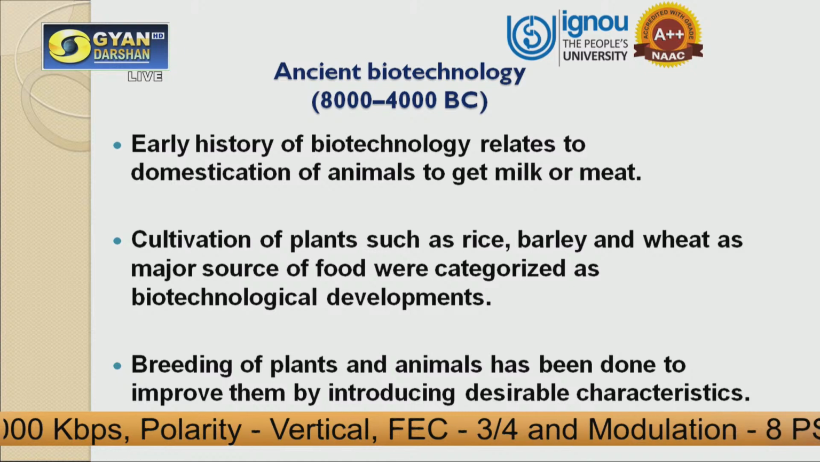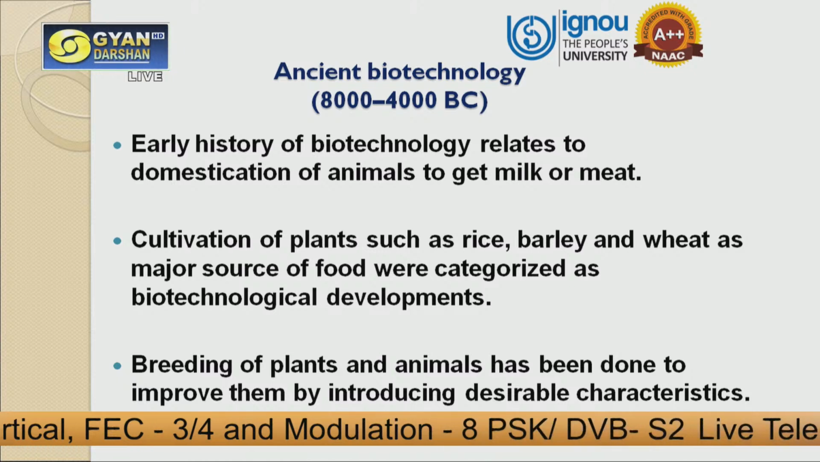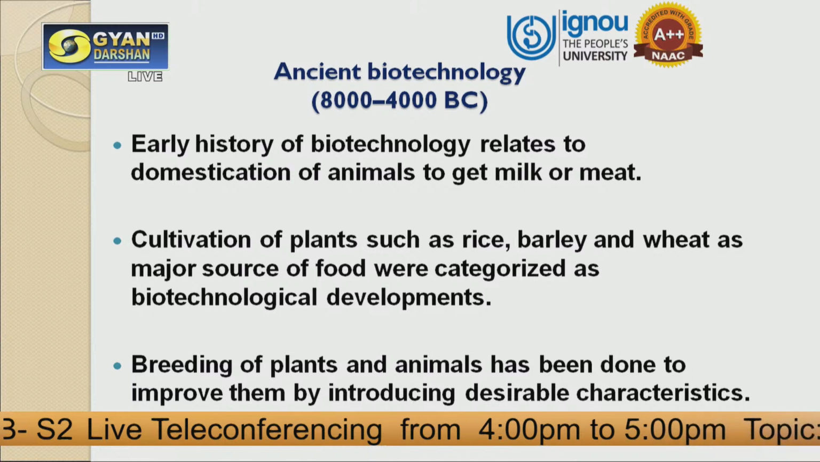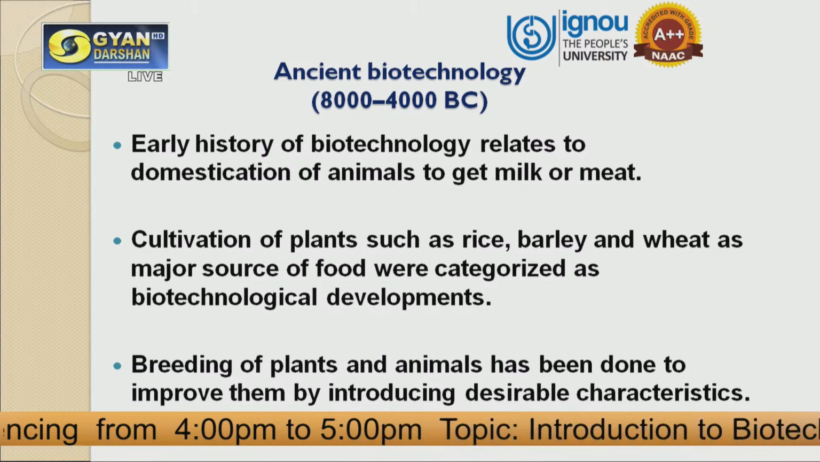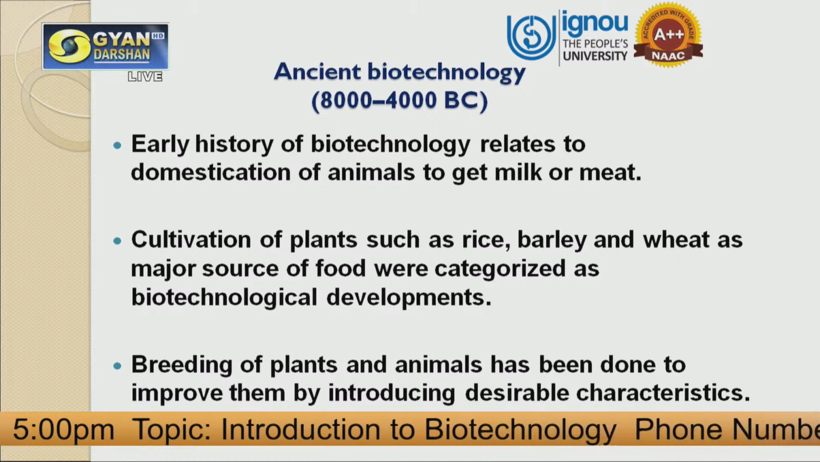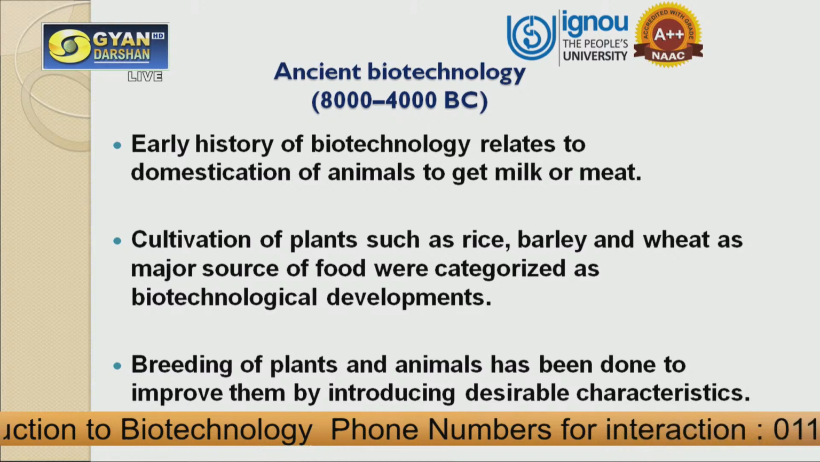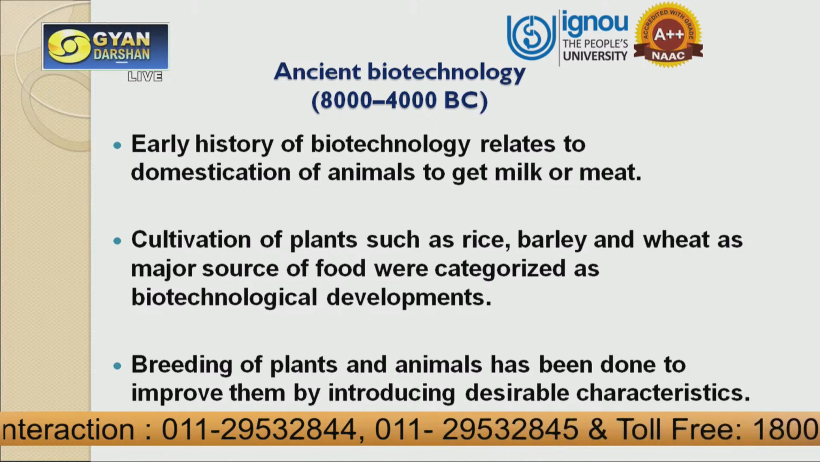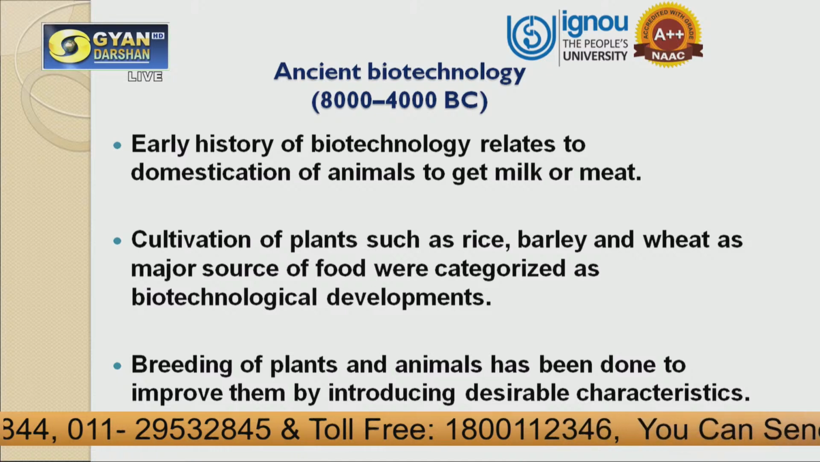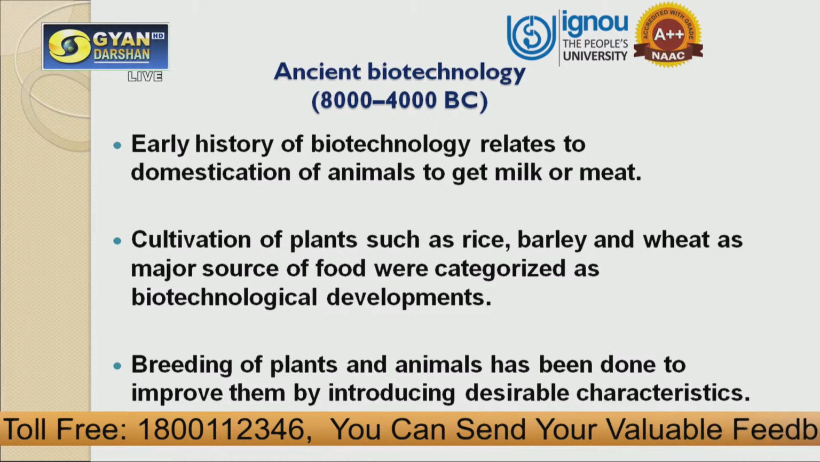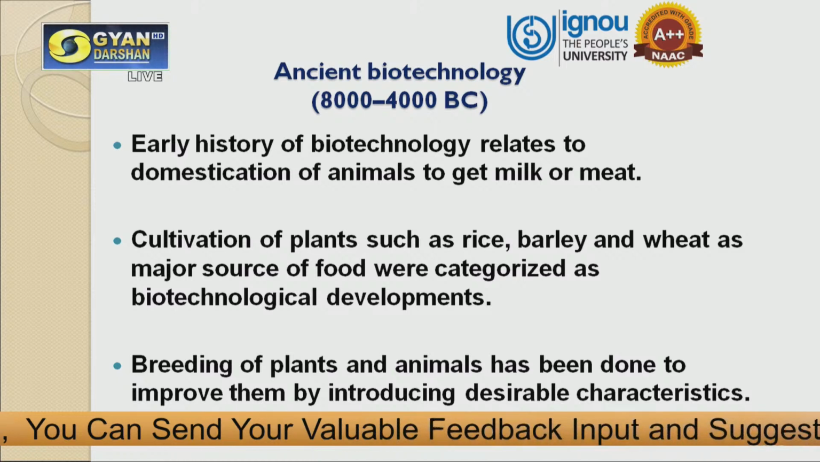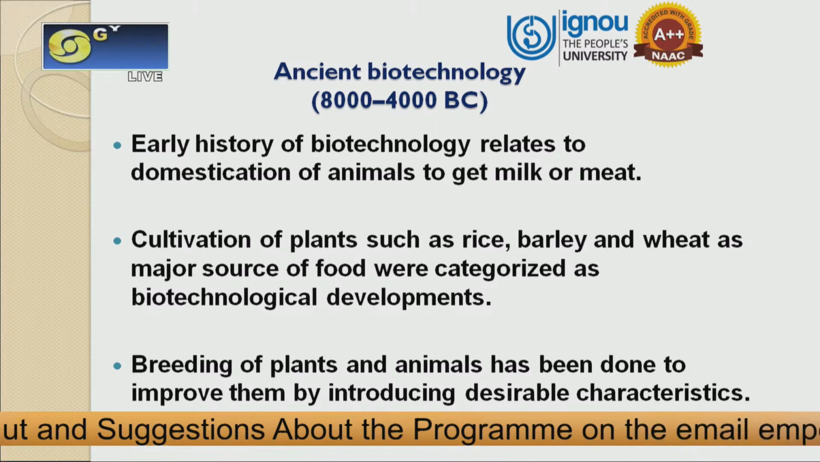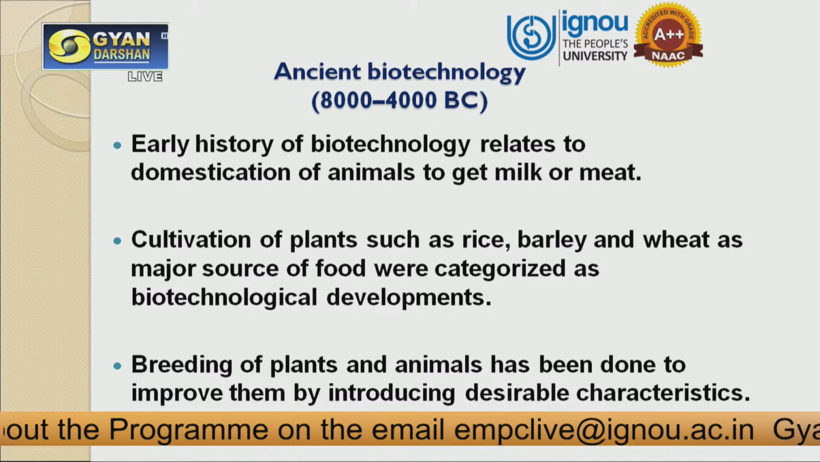Coming to ancient biotechnology, the period for this can be given between 8000 to 4000 BC. Just remember the definition of biotechnology I have given just now and try to correlate whether these examples are in agreement with the definition or not. Biotechnology actually existed since a long time. In the early history, biotechnology can be related to the domestication of animals to get milk or meat. Humans started feeding on animals and getting food from them in the beginning.